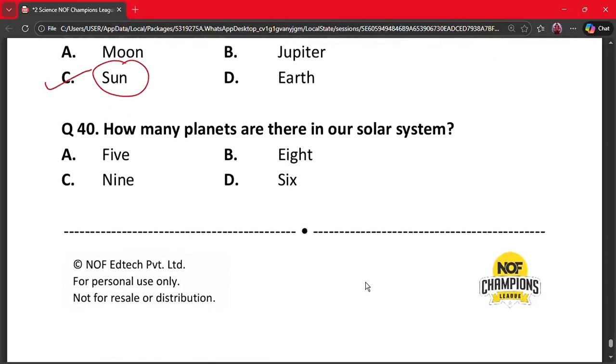Moving on to our last question, that is question number 40. How many planets are there in our solar system? A. 5, B. 8, C. 9, and D. 6. The correct answer is option B, that is 8. There are 8 planets in our solar system after Pluto was classified as a dwarf planet. Before that, there were 9 planets, but Pluto is a dwarf planet. So the correct answer is option B, that is 8.